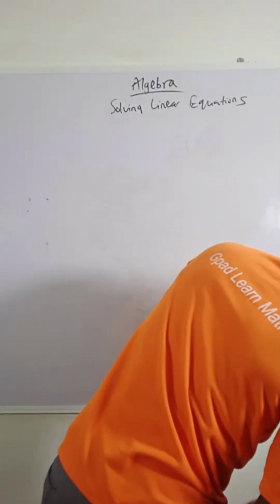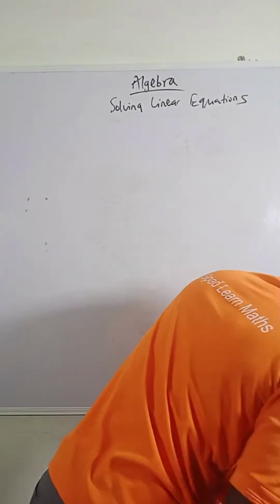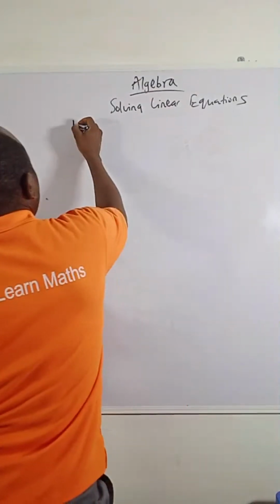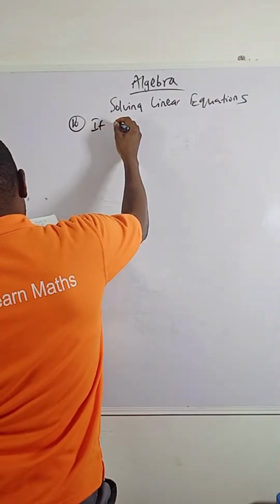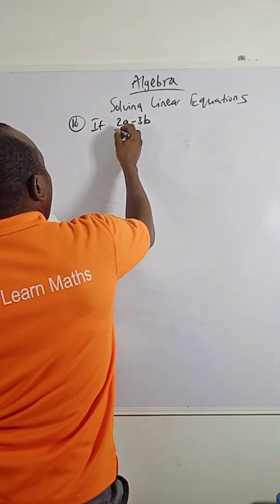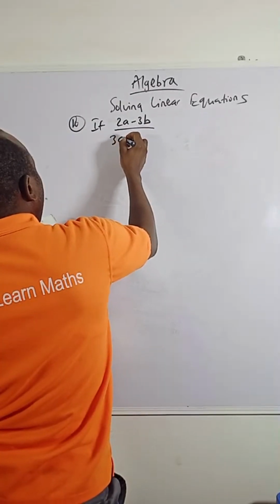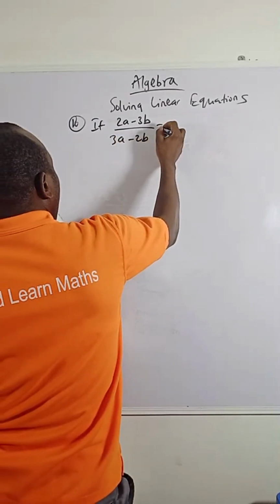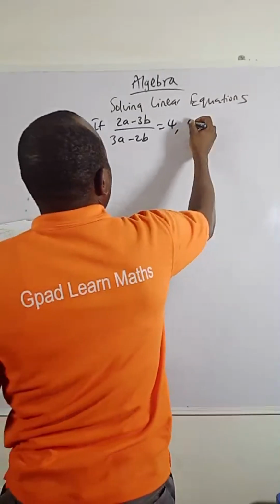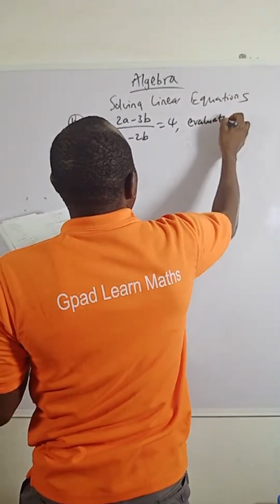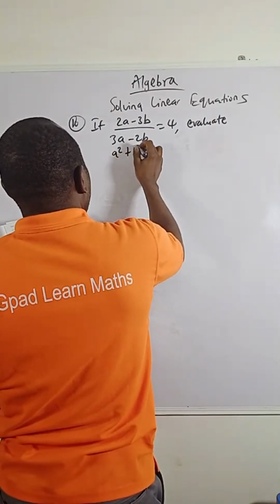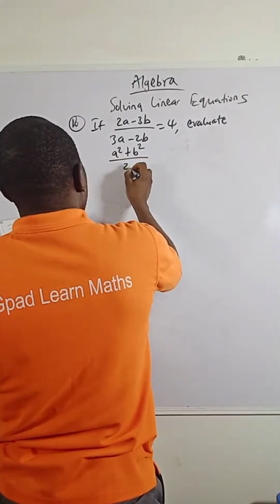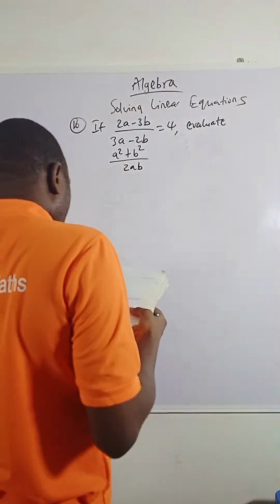All right. So we have another question. I like this one so much. I think this is number 10 now. So if (2a minus 3b) over (3a minus 2b) is equal to 4, evaluate (a squared plus b squared) over 2ab. Yeah, that's it.